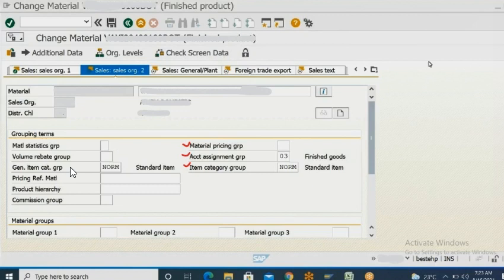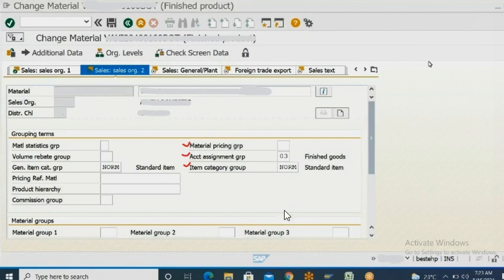Customer rebate means announcing the rebate on a particular customer, irrespective of materials. So if any customer purchases some X value of the goods in a particular time, then he is eligible for some X percent, say 5%, of the discount.